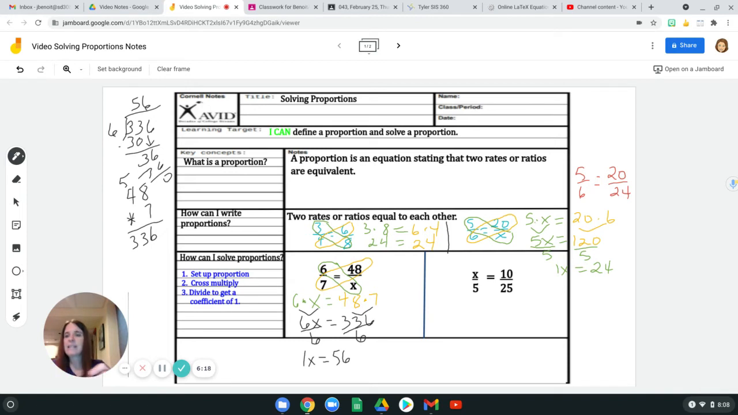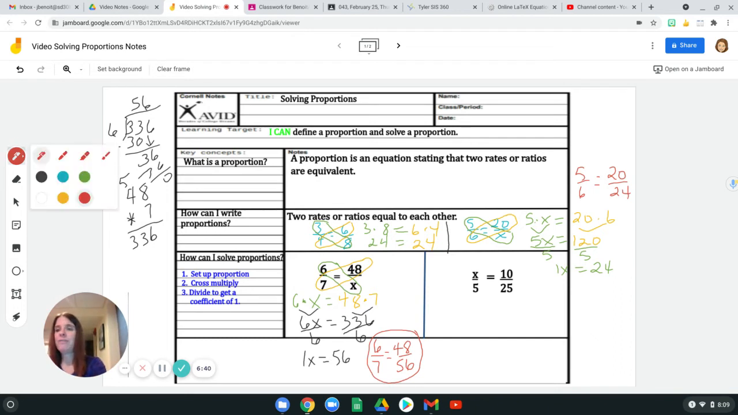1x is 56. So my proportion would then be 6 over 7 equals 48 over 56. Remember to go back to that original proportion and substitute in for your variable. Let's look at another one.